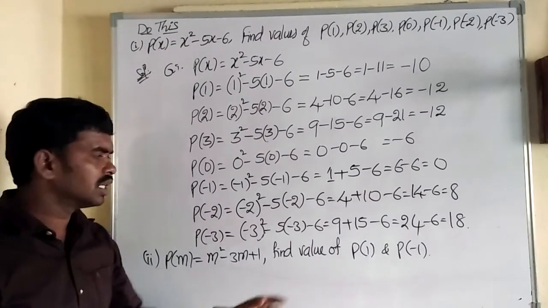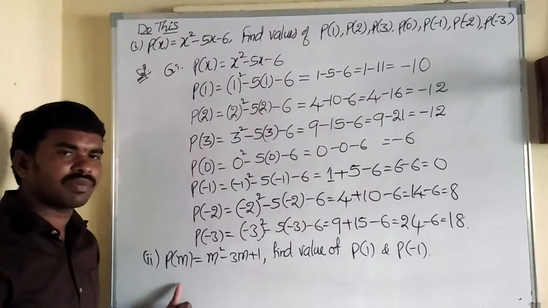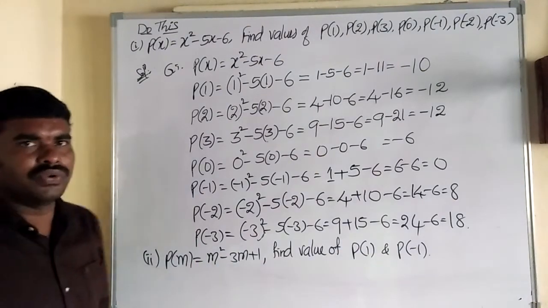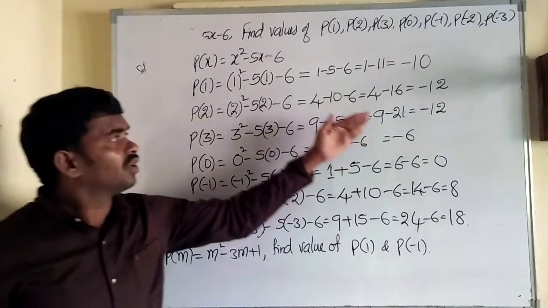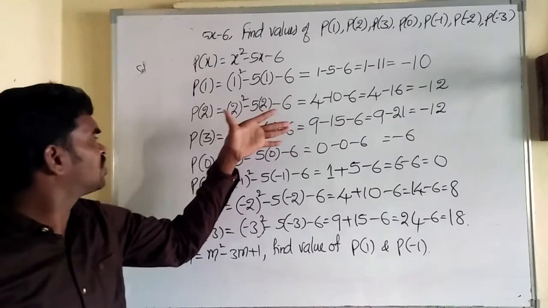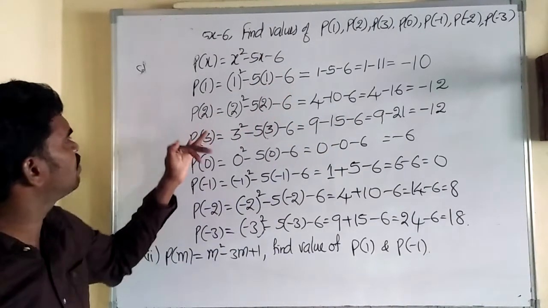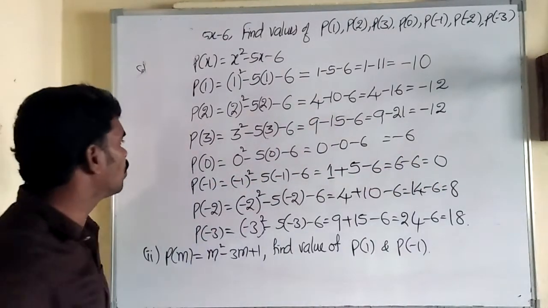You will get some answer. Instead of m, substitute minus 1 and you can get the P of minus 1 value. That is some answer. Same way, you do this. And in all the values, do you observe which value is 0? P of 1 is minus 10, P of 3 is minus 12. Yes, P of minus 1 is 0.